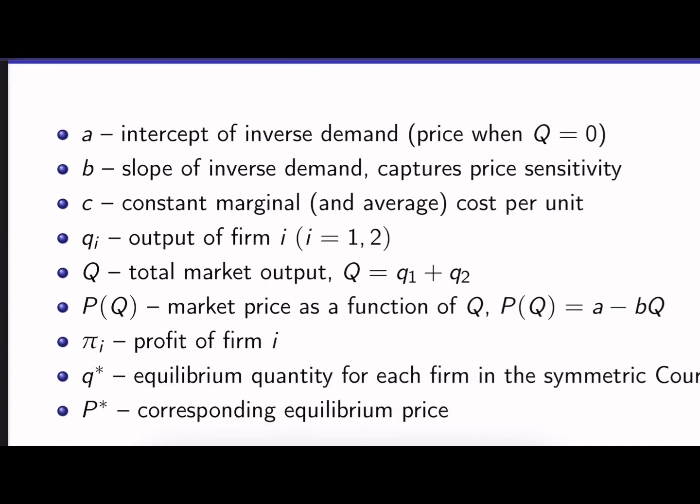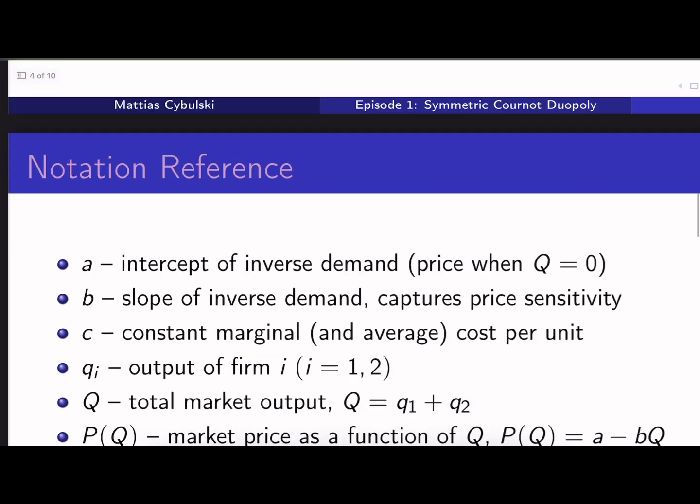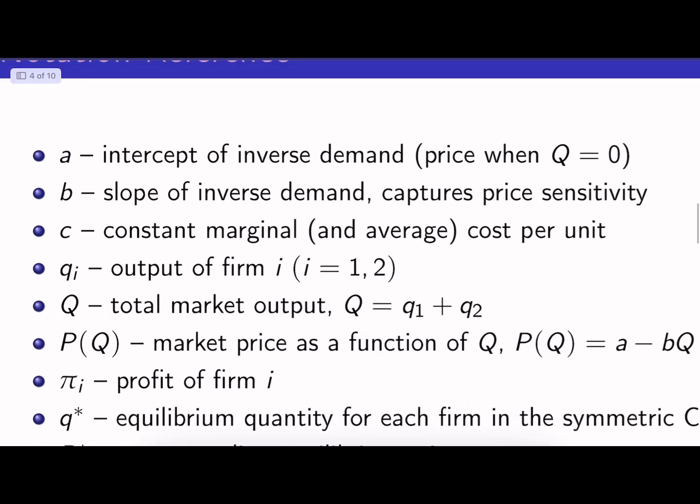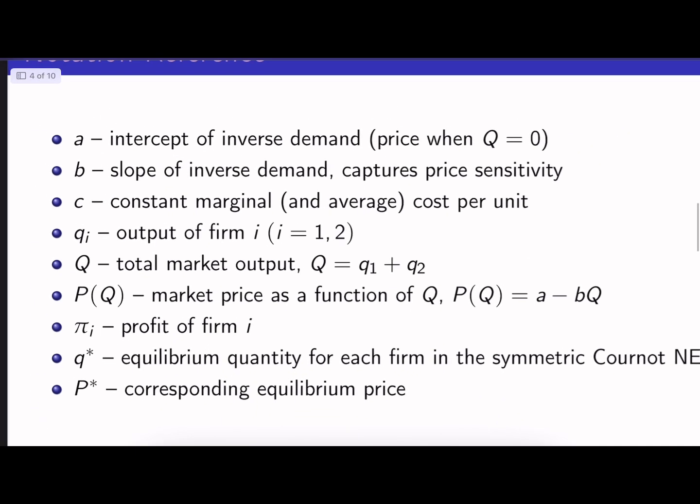B is the slope of inverse demand, and it captures price sensitivity. So again, it's like mx plus b, except A is the intercept and B is the slope. You see, this is high school stuff, guys. So it's how much the quantity changes the intercept. The intercept is always the intercept, and then this slope is the slope. I'm not explaining this to you, unfortunately, but we are going to go over the notation.